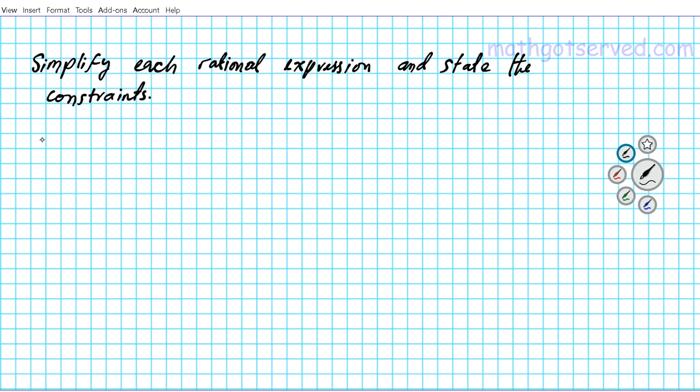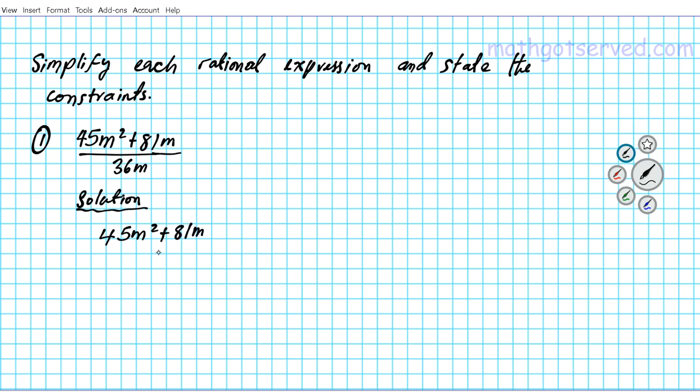Number one, let's say we have the rational expression 45m squared plus 81m over 36m. To do this, what we're going to do first is split it up. We're going to extract the numerator and the denominator, and factor them out completely. Why? Because we want to see what they have in common so that we can divide it out and then know what the simplified form is.